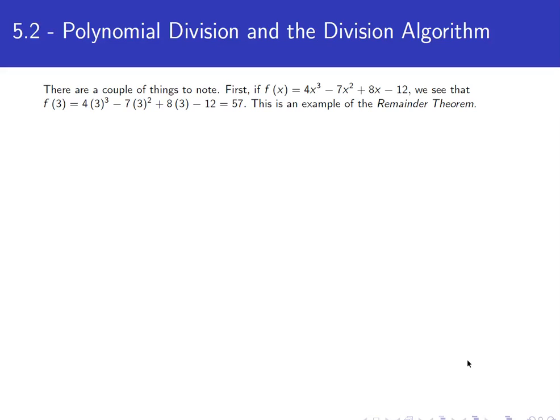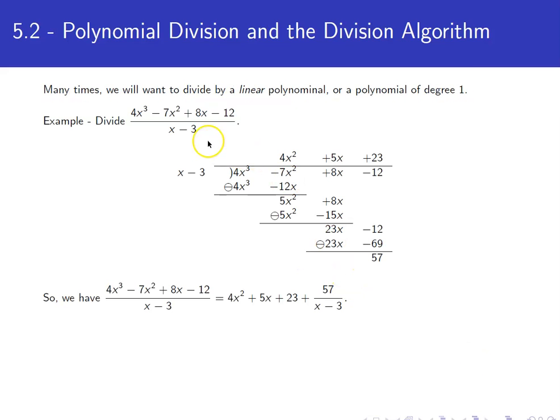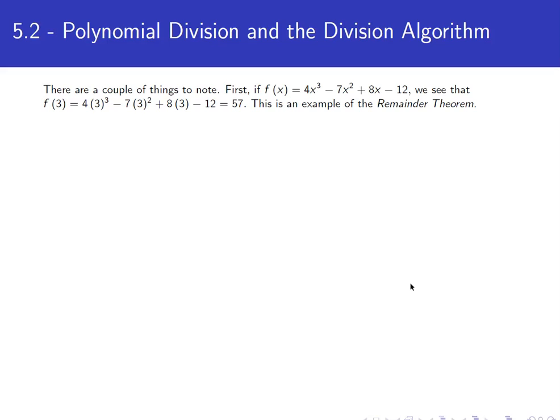So there's a couple of things to note from that previous example. The first thing that we notice is that if we actually plug in 3 into the function, we get 57. Notice there is a relationship here. Look at this is the 3. If I plug in 3, I get 57 out. This is what we refer to as the remainder theorem. The remainder theorem says that if you divide a polynomial by x minus a, then the remainder is what you get when you plug a into the polynomial.